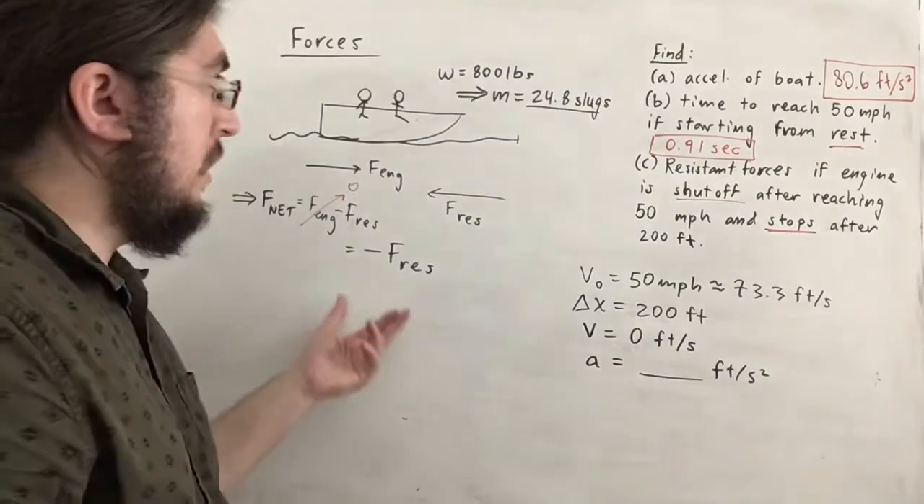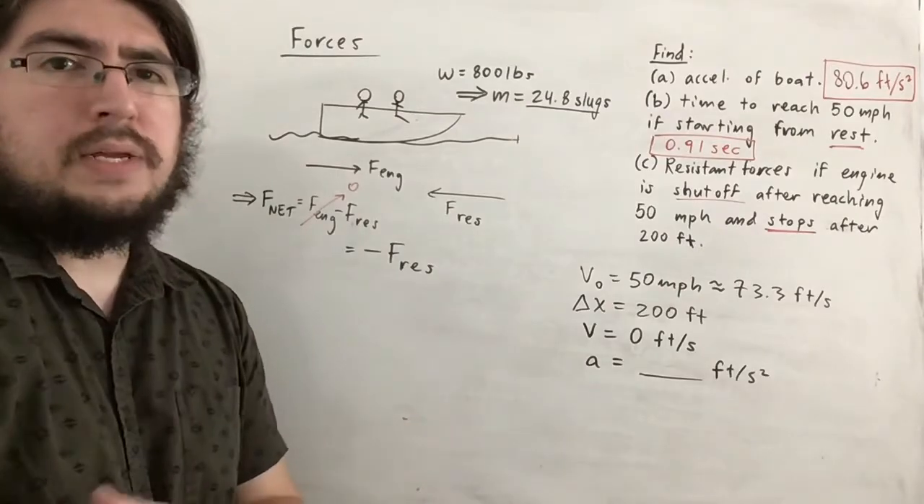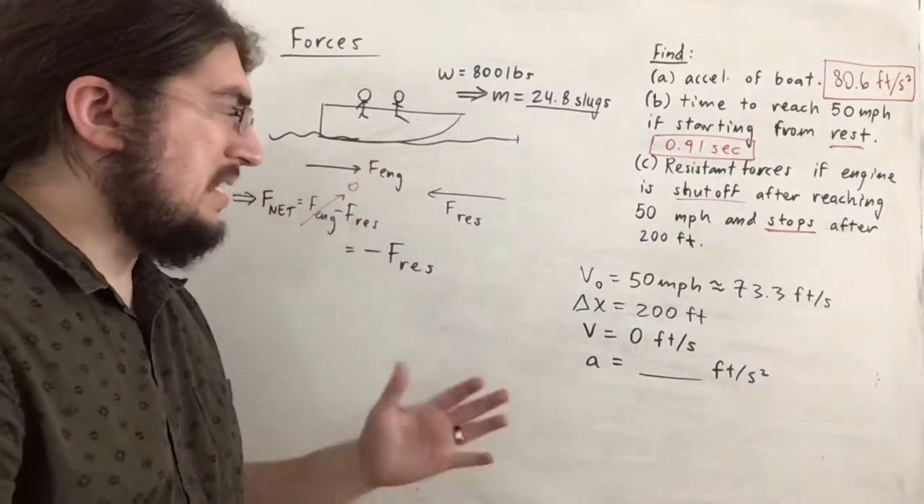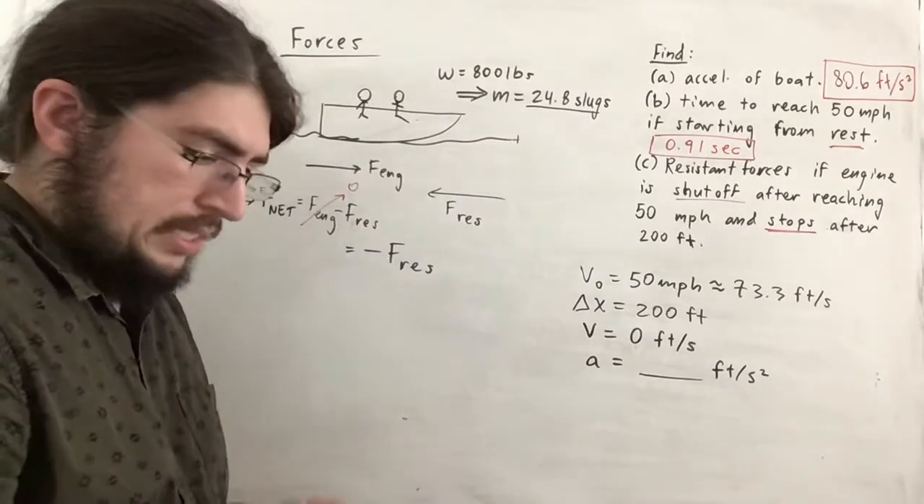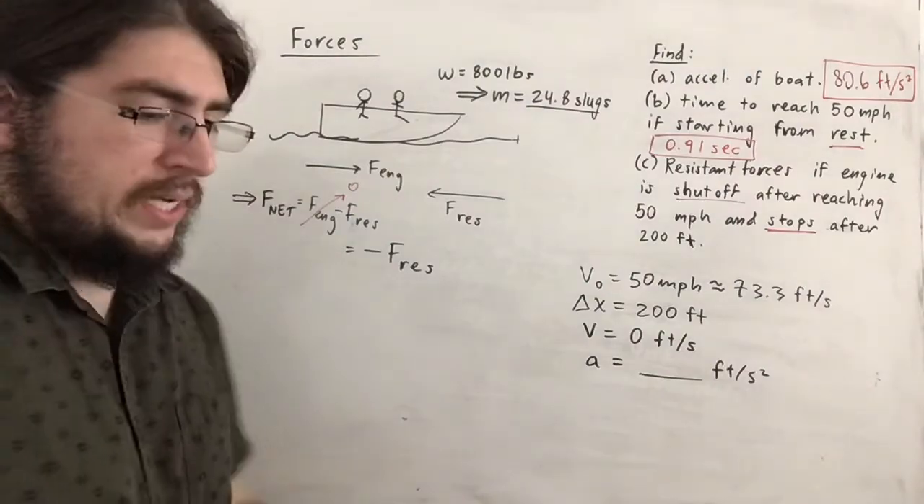But then that means that the resistant force we can just write as a positive value, because that'll just be the magnitude of that. Or we could write it as negative. I guess it's kind of to be seen. But let's see if we can figure this out together. Which kinematic equation will we use?